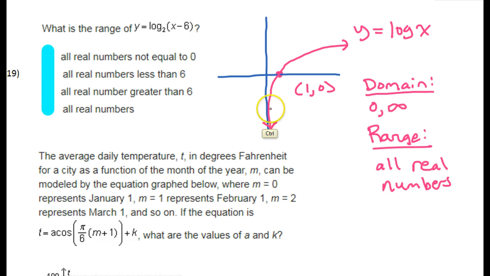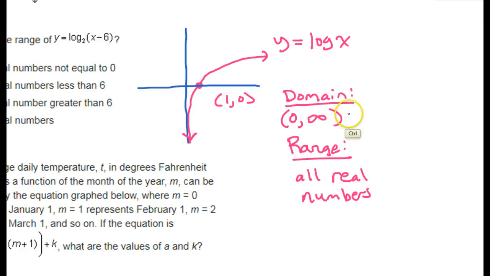Now, technically the graph never reaches the asymptote. So in this format, I would have to put parentheses at 0 to show that 0 is not included. So this would be the domain, this would be the range. If they gave it to you as an inequality, the domain would be x is greater than 0. That's another way of saying the same thing.